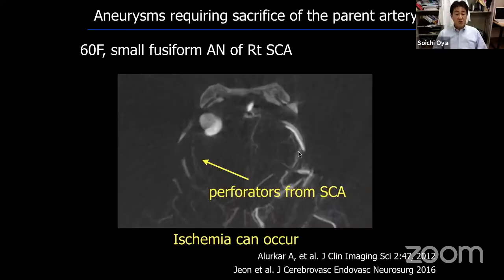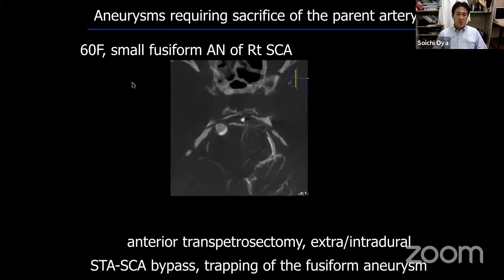But in the literature, some ischemic symptoms can occur from sacrificing the SCA because of occlusion of the perforators from the SCA to the brainstem. So we had a discussion with our patient and she chose open surgery consisting of an SCA bypass and trapping of the fusiform aneurysm. For this surgery, we chose the anterior transpetrosectomy using the extradural and intradural approach.